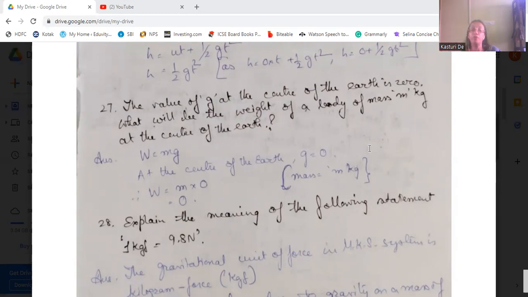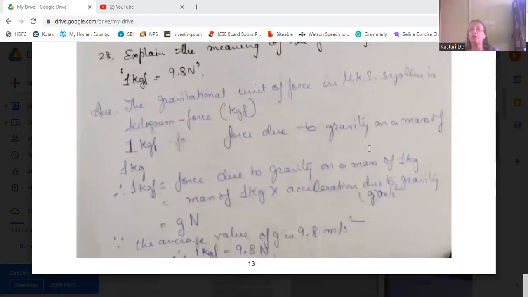Explain the meaning of the following statement: 1 kgf is equal to 9.8 Newton. Now the gravitational unit of force in the MKS system is kilogram force, or kgf. So 1 kgf will be equal to the force due to gravity on a mass of 1 kg.